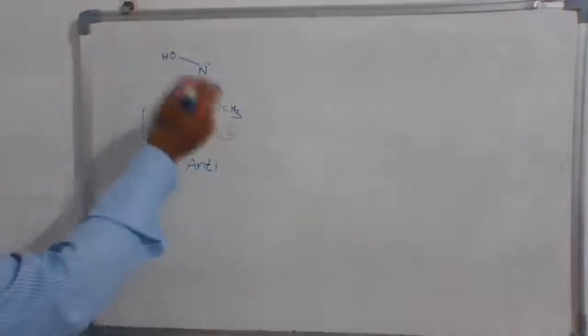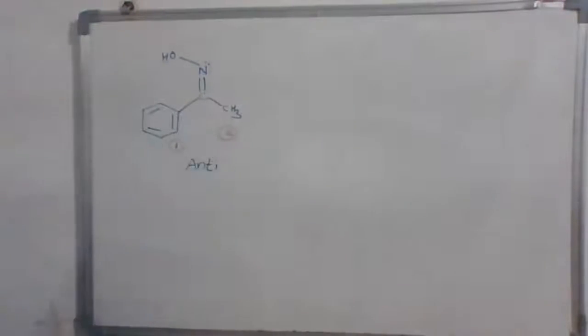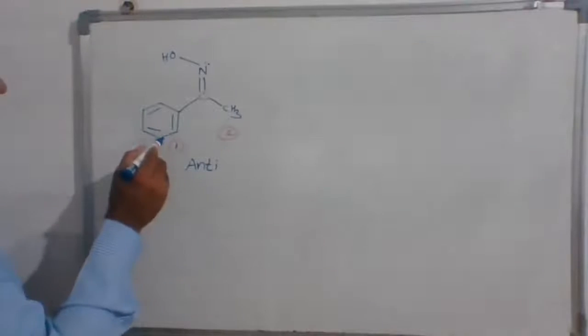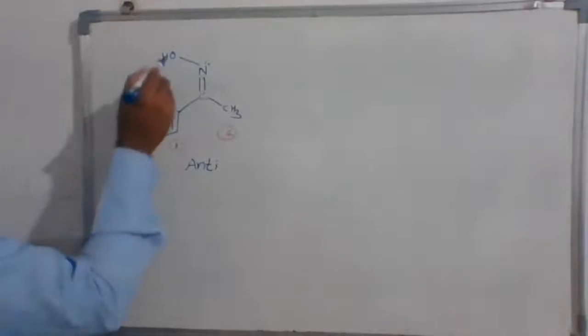So we assume that lone pair is on the opposite side. Okay. So here first priority group and OH are on the same side, so it is anti-isomer.